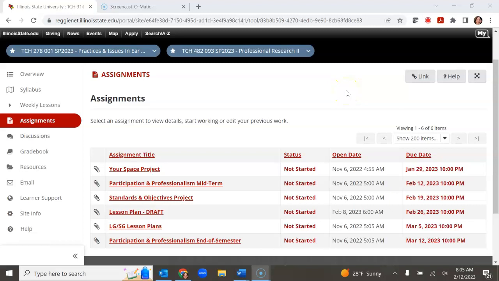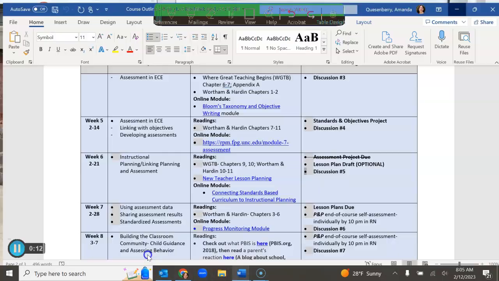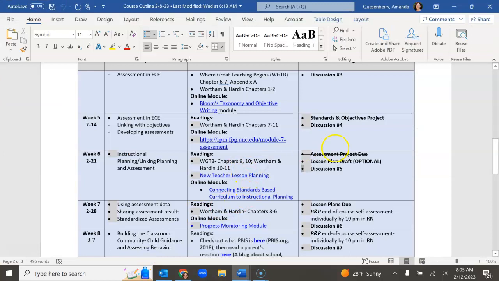All right, as promised, I'm going to walk through the lesson plan assignment so that you have an idea of what to do if you would like to submit a draft. As I noted earlier on the course outline, I took out the assessment project and added in an optional, again optional, opportunity for you to submit your large and or small group lesson plans in a draft form to get feedback without it being graded. So that draft would be due, I believe it's February 26th.